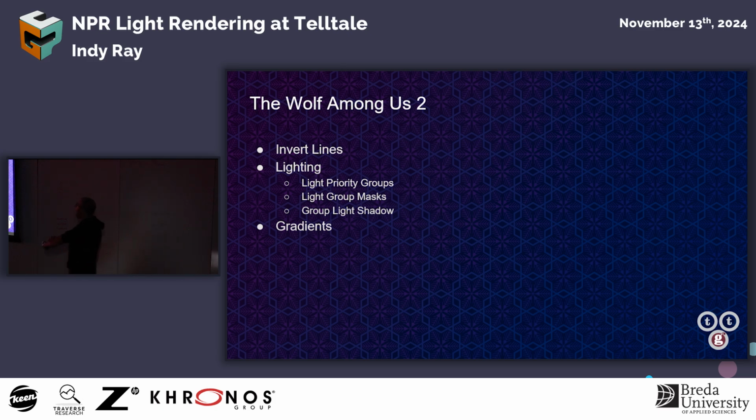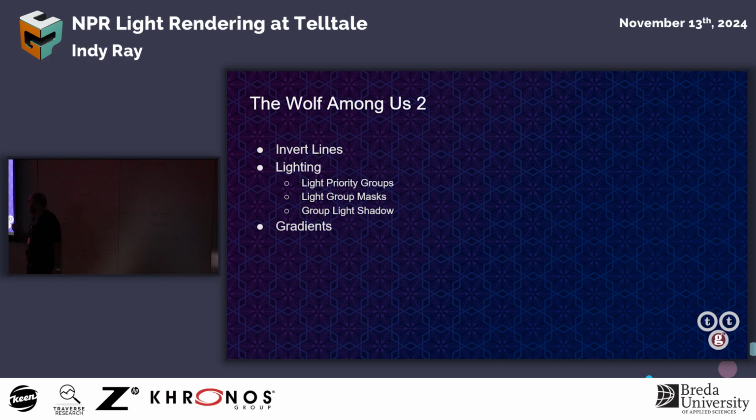So for the Wolf Among Us, the big effects that I'm going to briefly go over here are invert lines. So these are your standard outlines, but they show up in the shadows. We have some lighting features. Light priority groups is basically this feature where if you have two lights affecting an object, instead of having them blend nicely as you would in a PBR system, we actually want this harsh cutoff between them. So we want to be able to decide and have the artist control which one should take priority for any particular pixel.